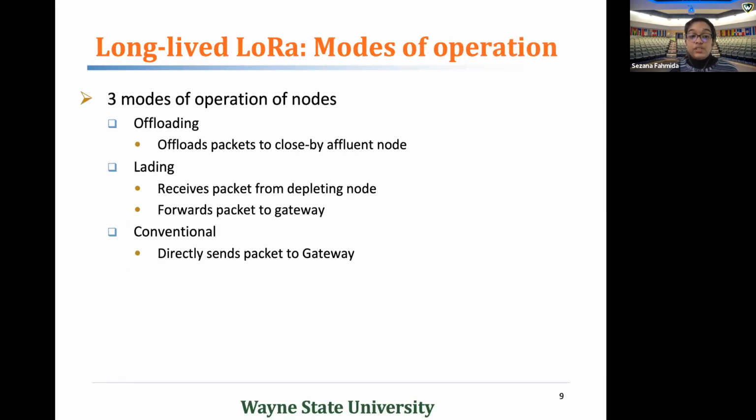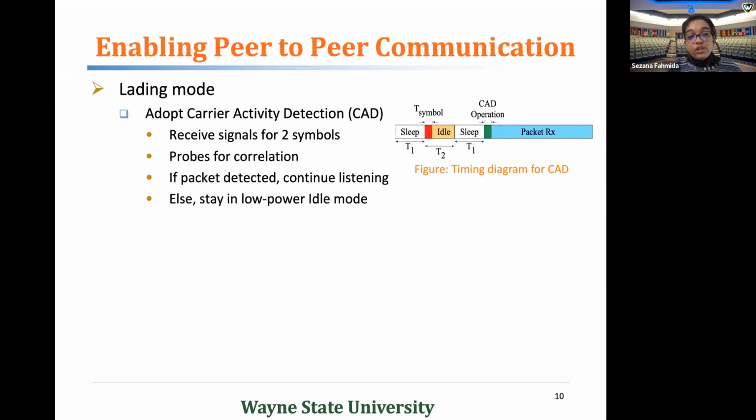We have three modes of operation for nodes: offloading, lading, and conventional. In offloading mode, a depleting node offloads packets to a nearby affluent node. In lading mode, an affluent node receives packets from a depleting node and forwards the packets to the gateway. In conventional mode, the nodes directly send packets to the gateway. We will now look at our different modes and see how they enable peer-to-peer communication.